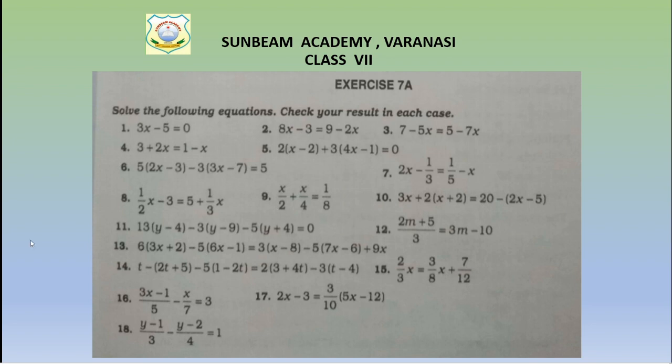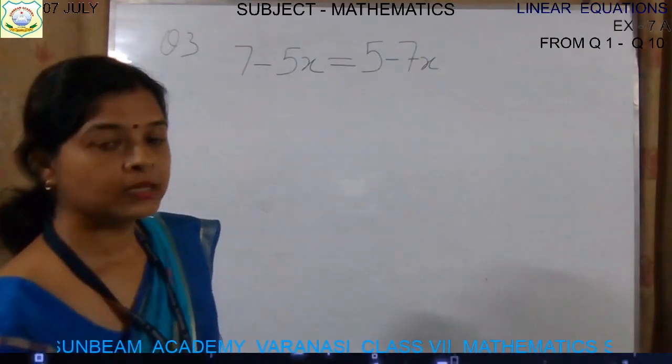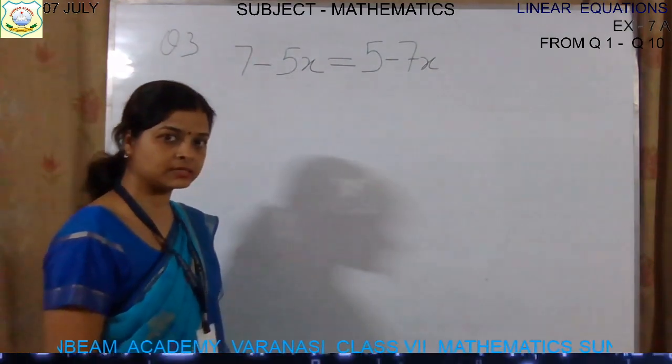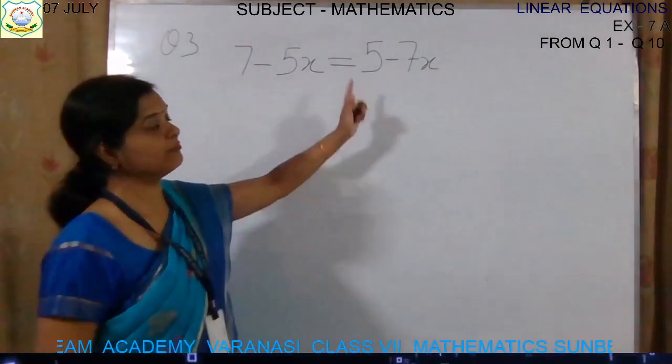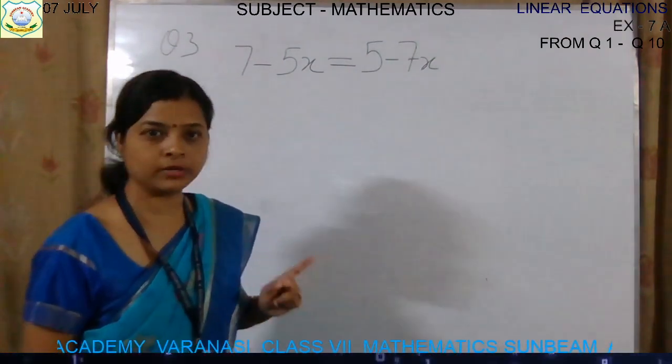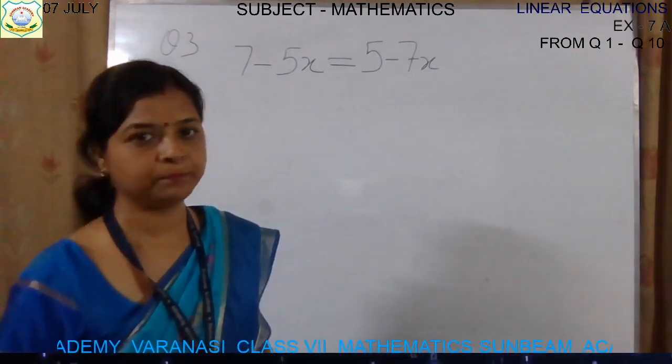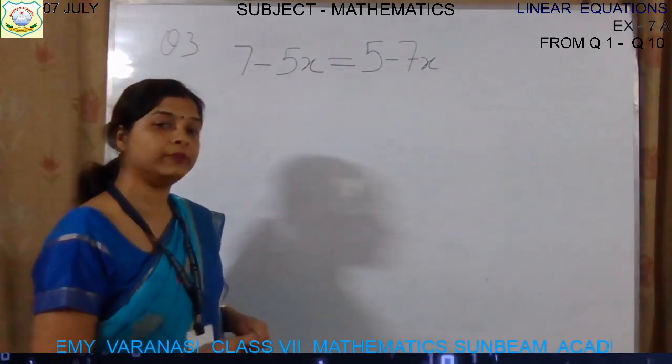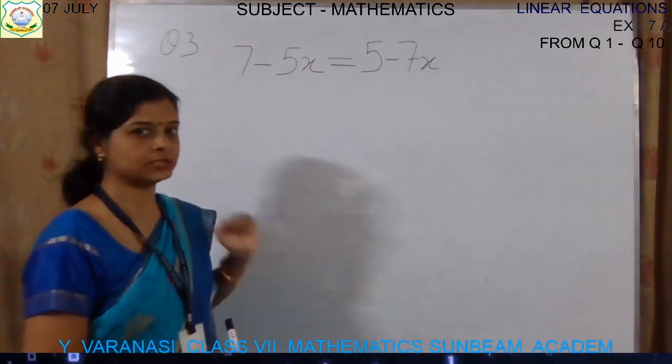Okay, now let's see, I have written it on the board. 7 minus 5x is equal to 5 minus 7x. This is our third question. I will pick all odd questions for classwork. Okay, now we have to find the value of x and then we will check it also.